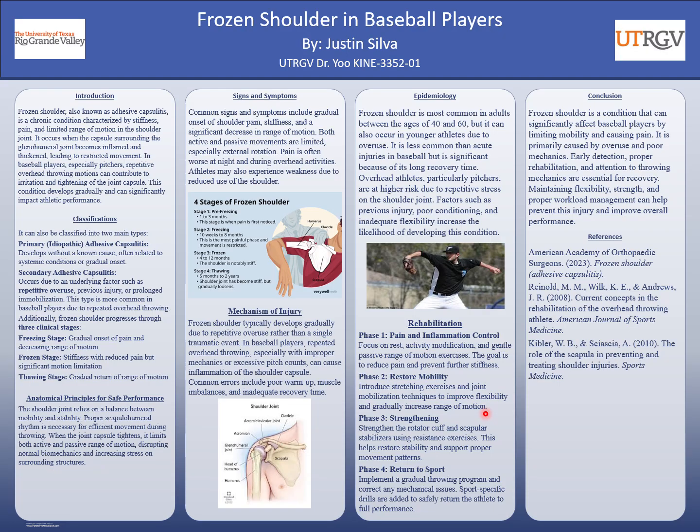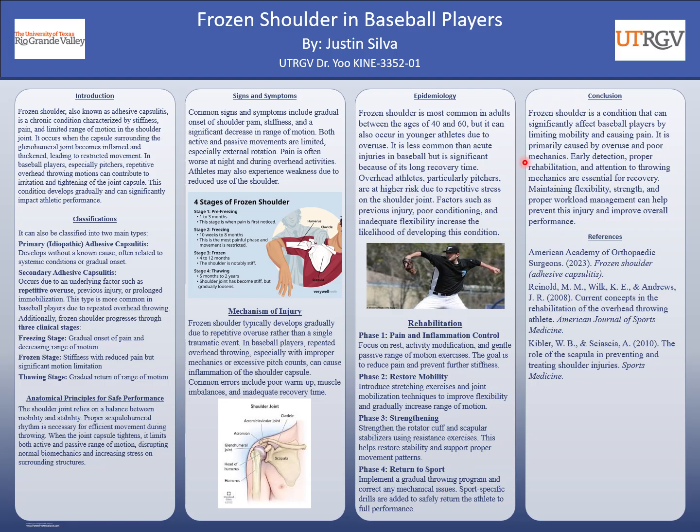Phase 3. Strengthening. Strengthen the rotator cuff and scapular stabilizers using resistance exercises. This helps restore stability and support proper movement patterns. And phase 4. Return to sport. Implement a gradual throwing program and correct any mechanical issues. Sport-specific drills are added to safely return the athlete to full performance.